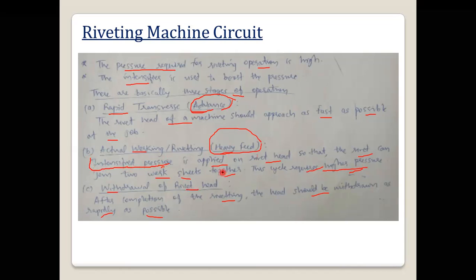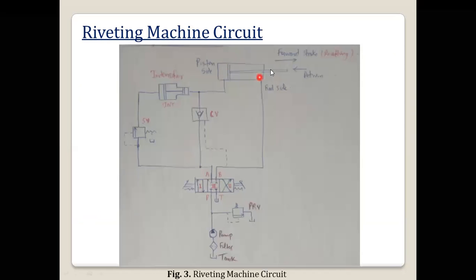Okay, then after the riveting is done, there should be the withdrawal of the rivet, as rapidly as possible. So these two come under the extension stroke, that is the forward stroke, and this withdrawal of the rivet will come under the retraction stroke. So this is the diagram of the riveting machine circuit.